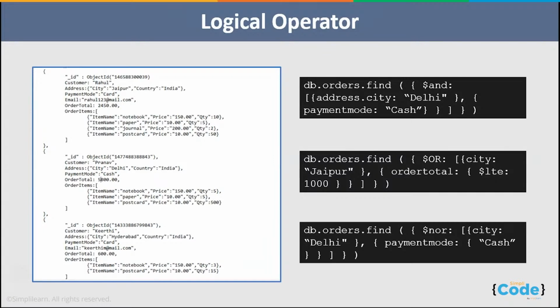And finally we have the NOR operator, which says the city is not Delhi or payment mode is not cash. Now other than city Delhi and payment mode cash, we have Pranav whose payment mode is cash and he also belongs to Delhi. So basically it will remove the document of customer Pranav, and it will fetch the first and third documents, that is the customer Rahul's and the customer Kirti's. So those were some of the logical operator examples we have used.